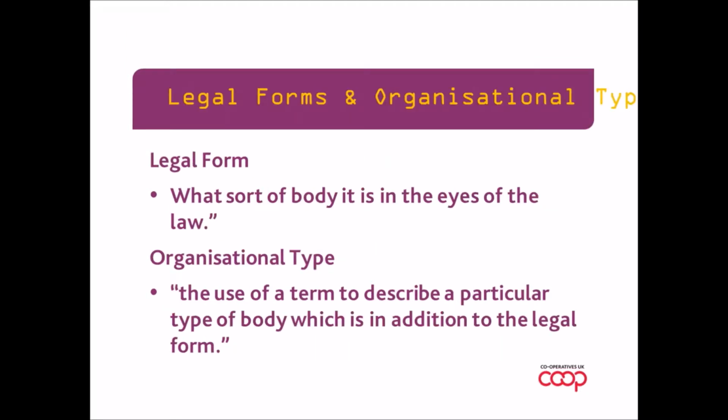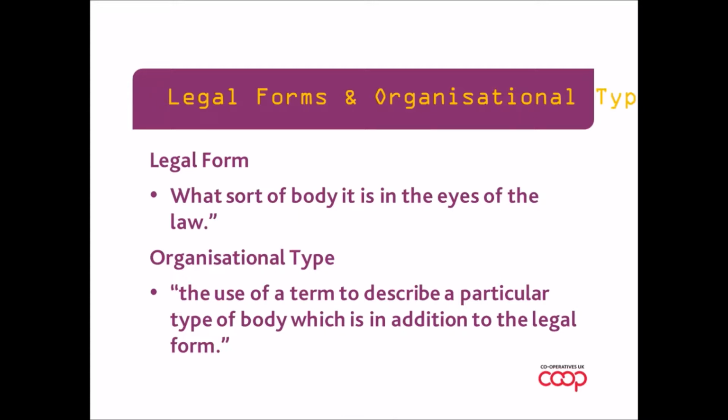If we look at legal forms and organisational types, a legal form is what sort of body it is in the eyes of the law. So when the law is looking at your organisation, what does it see? There are different types of legal forms. Some are incorporated, which means the creation of a legal entity that's separate from the people involved, or unincorporated, which is the opposite, in that the law doesn't recognise that the entity is separate from the members involved.